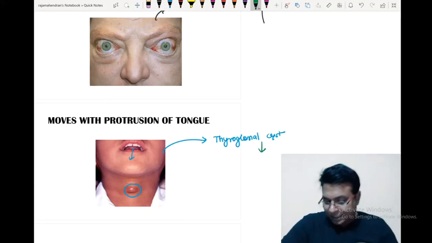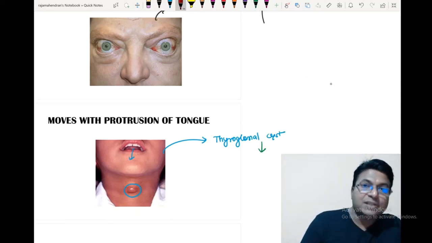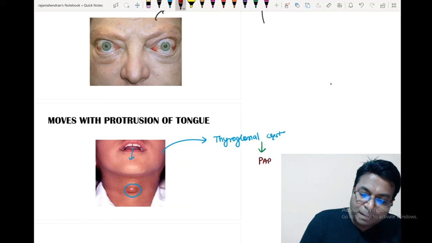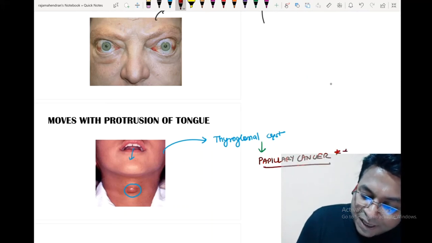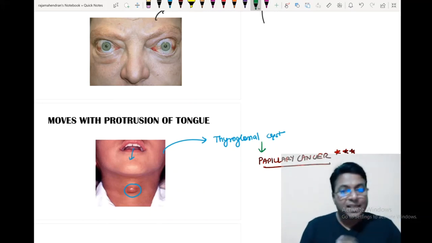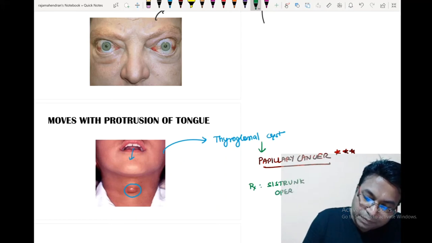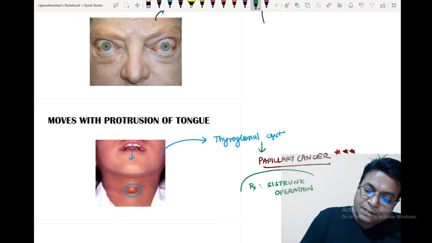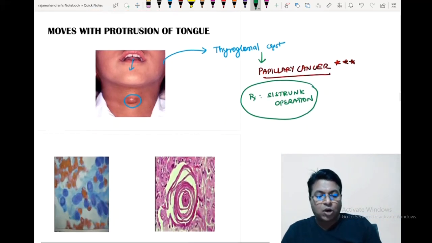The thyroglossal cyst can get converted to what malignancy? What malignancy can you expect in thyroglossal cyst? The malignancy expected is papillary cancer. Please don't forget, papillary cancer can arise from a thyroglossal cyst, and the treatment done for thyroglossal cyst is the Sistrunk operation. Please don't forget the Sistrunk operation.